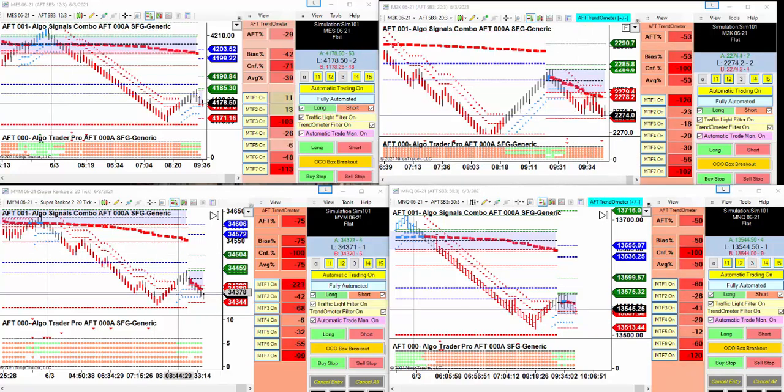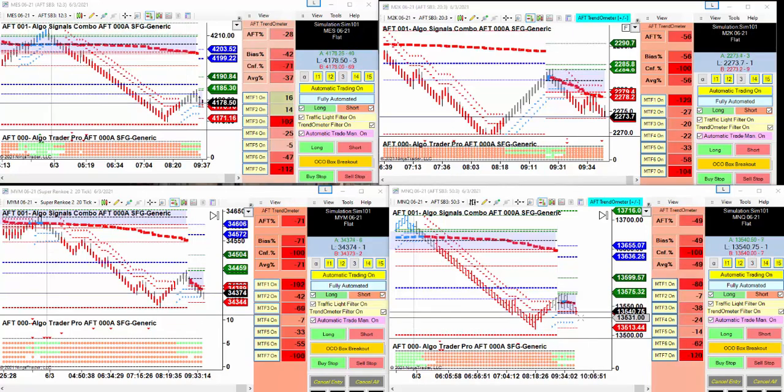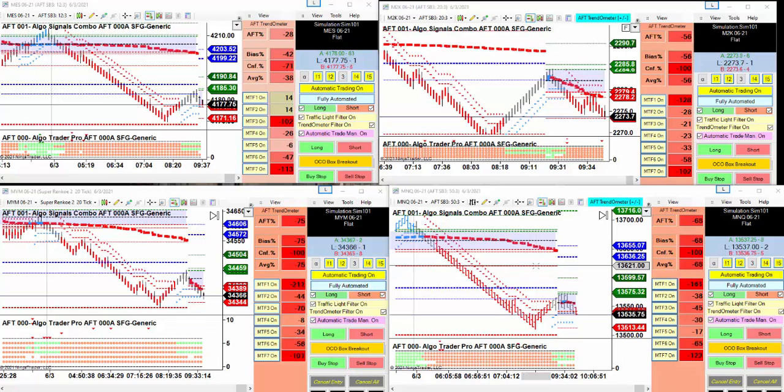Okay, our MYM here, again, the traffic light filter is not in agreement, even though it's outside the no trade zone. ES is still just getting started, printing its opening range. Your MNQ is at the bottom of its no trade zone here. Traffic light filter is not in agreement. All right, so everything's got to come together. Your AFT percent has got to be minus 50, and your traffic light filter has to be all in agreement for this thing to take a trade.